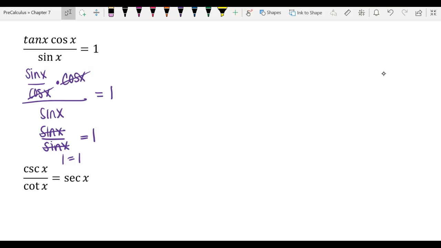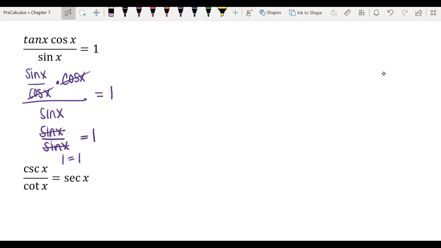Now on the test, they'll give you this, and then they'll ask which one of these possibilities it equals. Then you'll simplify until you figure out it's 1, or it's sine of x, or so on. It'll be multiple choice.